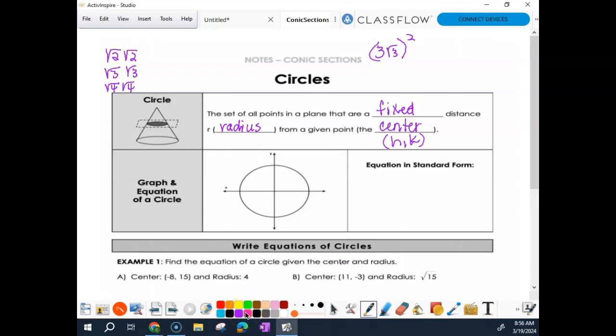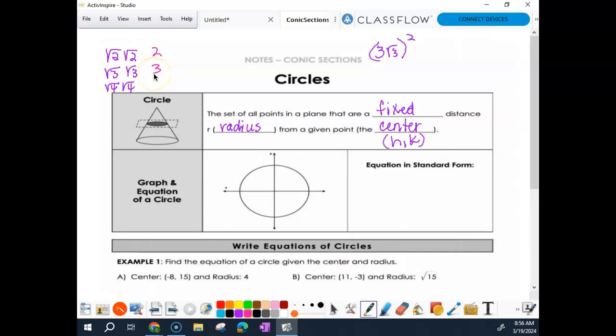So before I start with the notes, I want to review something we've already done. If I take the square root of 2 times the square root of 2, I get the square root of 4. What is the square root of 4? 2. If I take the square root of 3 times the square root of 3, I get the square root of 9, which is 3.